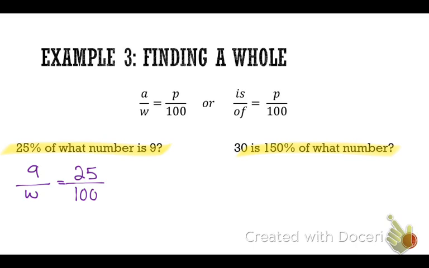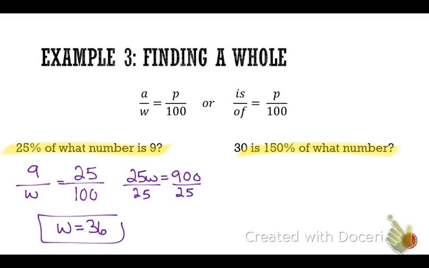All right, 25W equals 900. Divide by 25. W equals 36. Who got it? Good. Now, I want you to set up the last one completely on your own. Use your cross products to solve. Raise your hand when you get the answer. I'm going to come check.